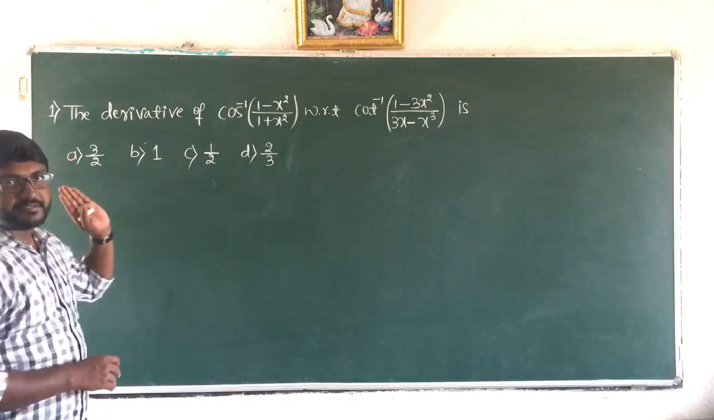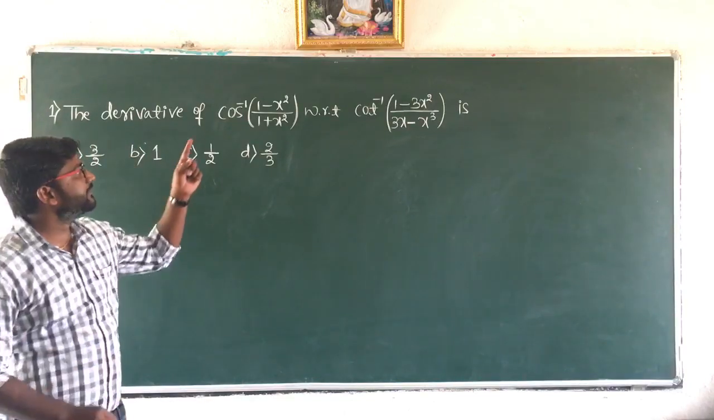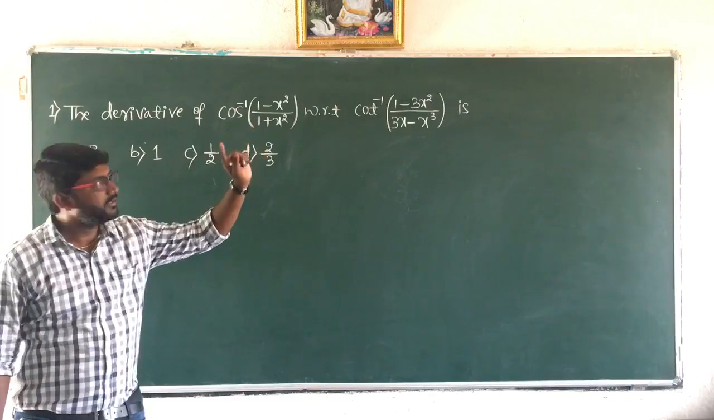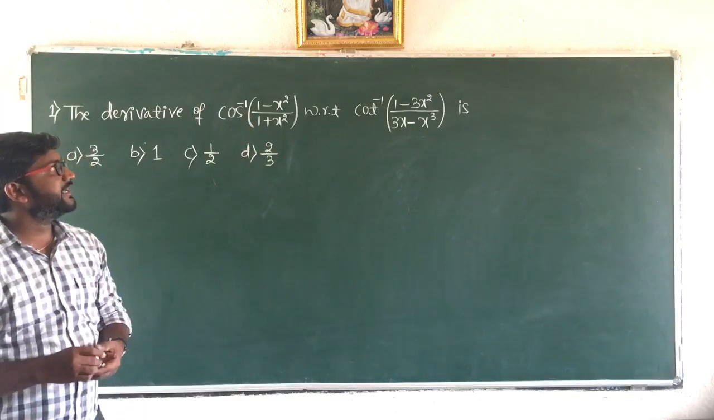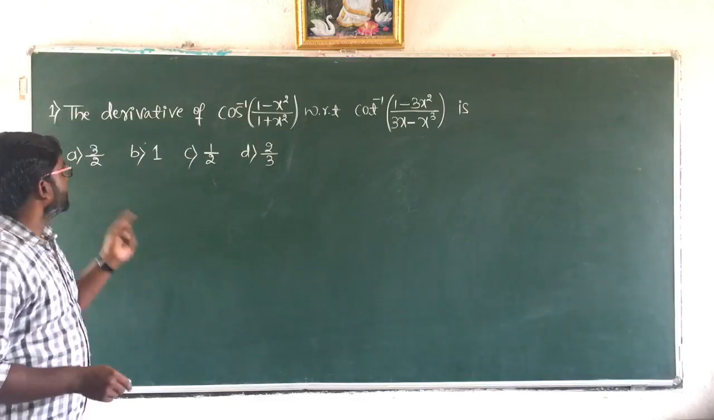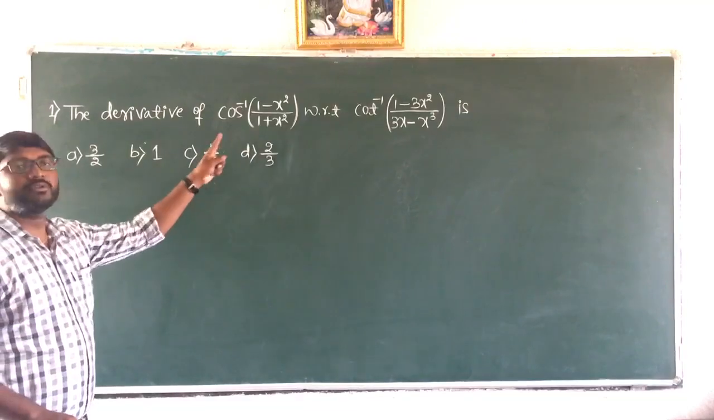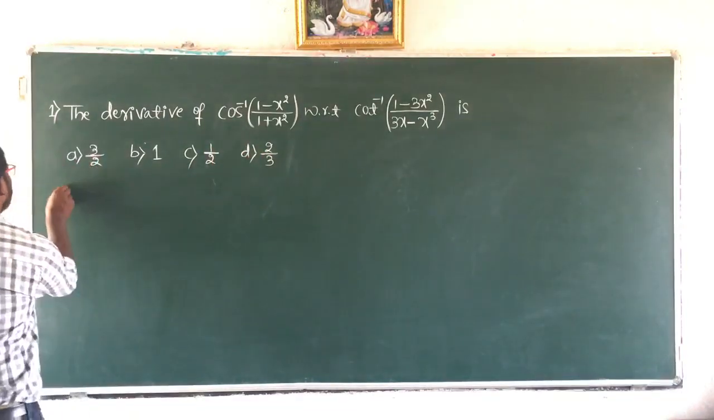See here, the first question: the derivative of cos inverse of (1 minus x square) divided by (1 plus x square) with respect to cot inverse of (1 minus 3x square) divided by (3x minus x cube) is. The four options are 3 by 2, 1, 1 by 2, 2 by 3. So let us solve this now.